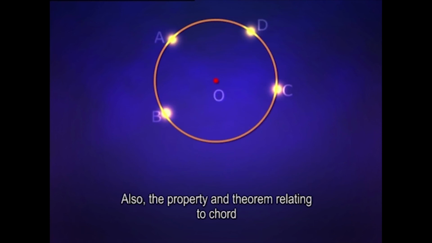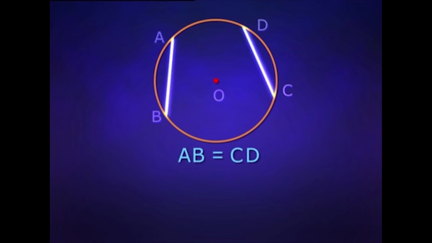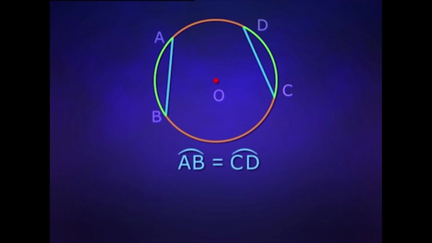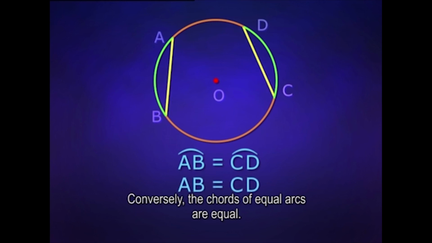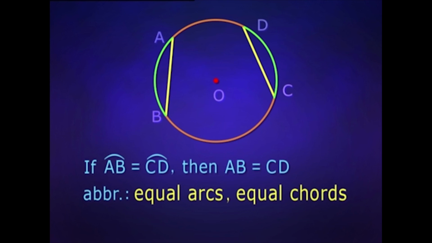Also, the property and theorem relating to chord and arc are: in a circle, equal chords cut off equal arcs. The theorem is equal chords, equal arcs. Conversely, the chords of equal arcs are equal. The converse theorem is equal arcs, equal chords.